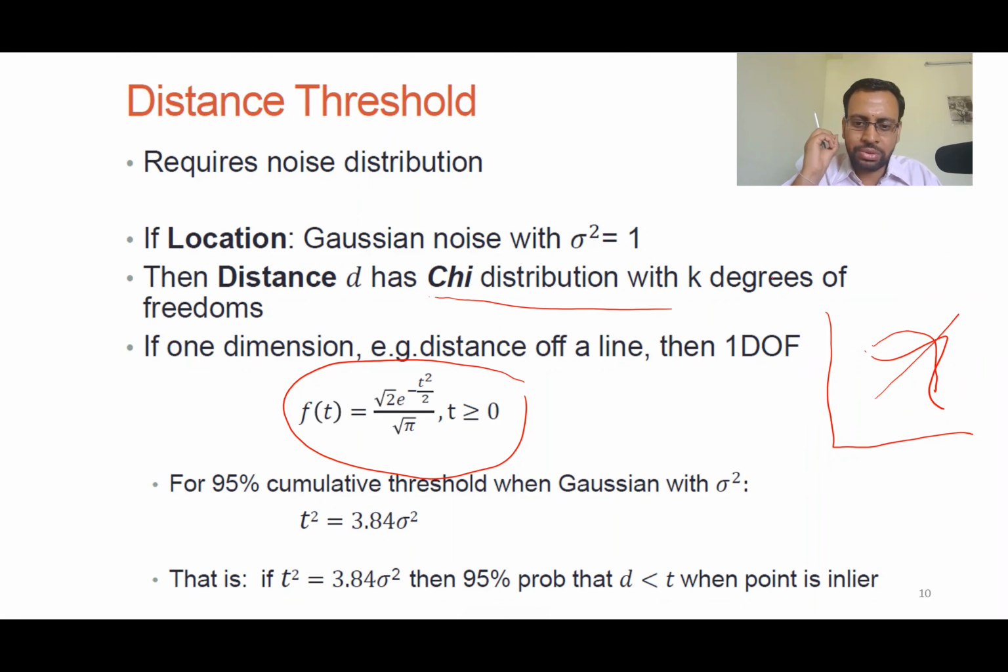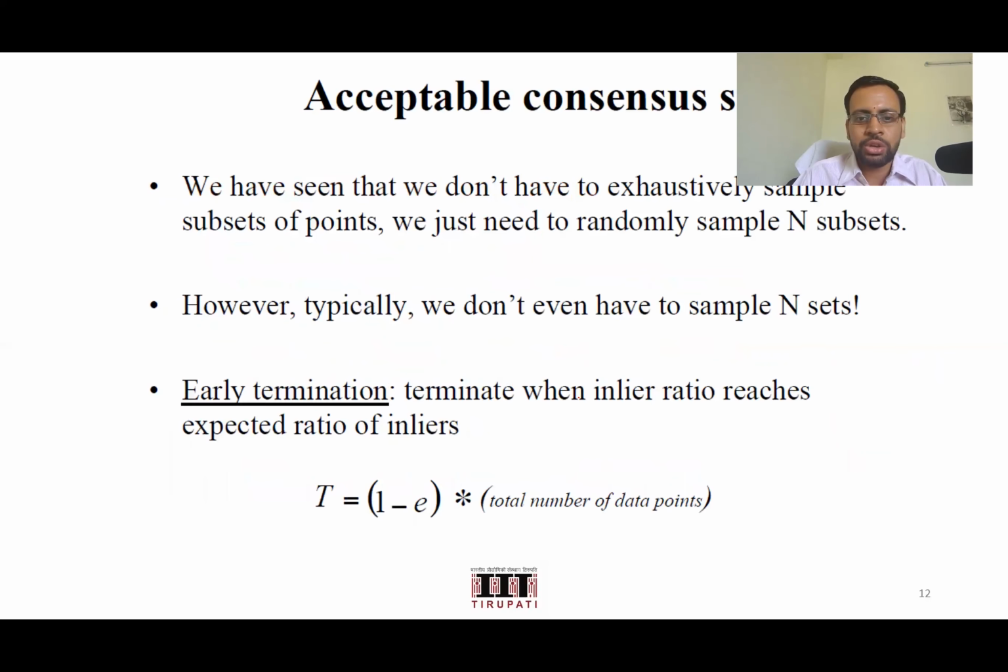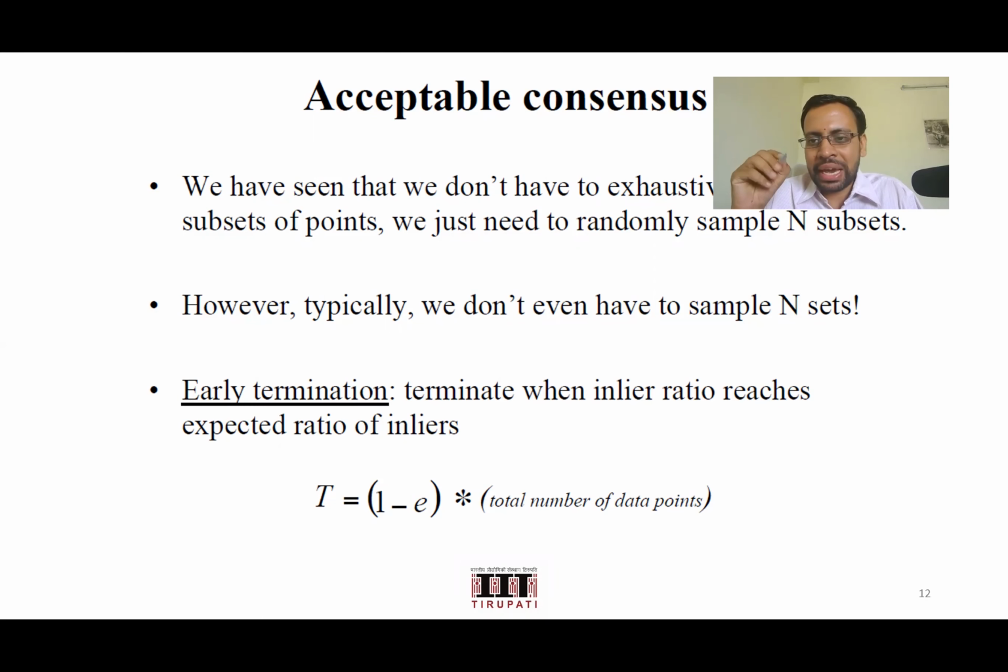So what is your T value? If you assume a Gaussian distribution with variance sigma, then what should be the T value such that you would consider it an inlier? I would prefer skipping that part, since I'm sure you have that intuition now. Then the number of samples n is chosen such that with probability p, at least one random sample is free from outliers. For example, you could choose 99% probability. As per the above calculation, n is chosen for 99% probability.